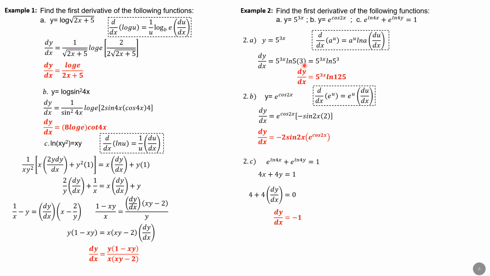times 3 is 3 ln of 5, and we can write that as ln of 5 cube by property. So ln of 5 cube is the same as ln of 125. Therefore, derivative of y with respect to x is 5 to the 3x ln of 125.